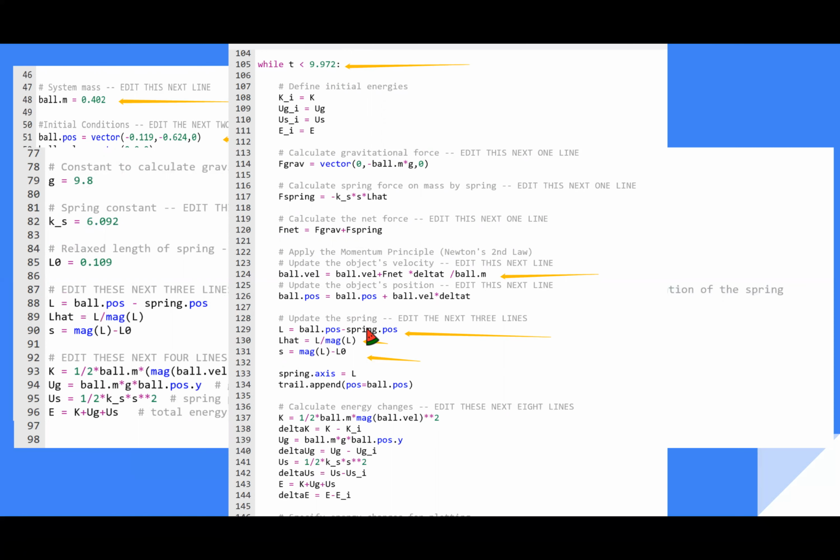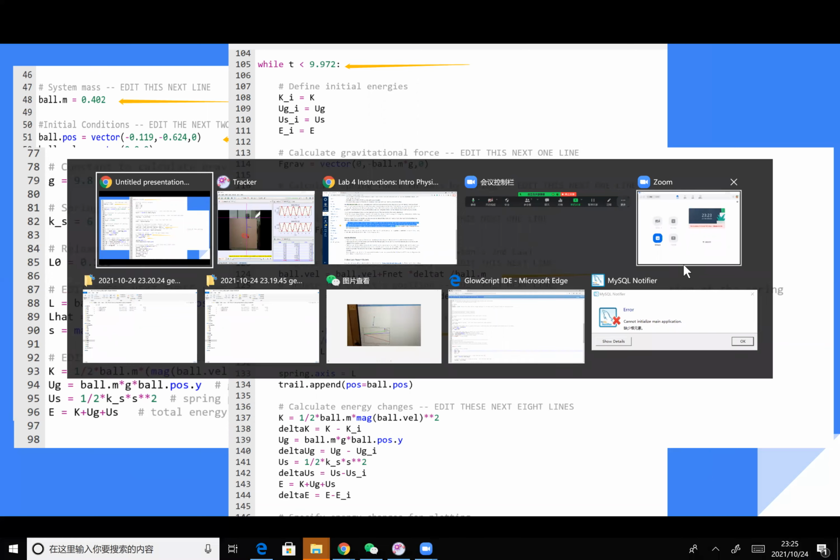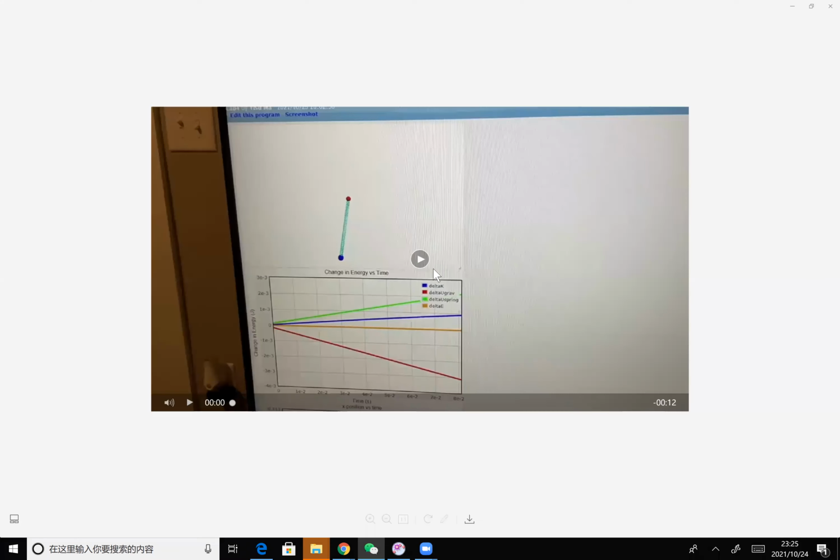Here L is equal to the change in spring length. And basically, if we put all the formulas together, we will get our final model. And let's take a look at our results.